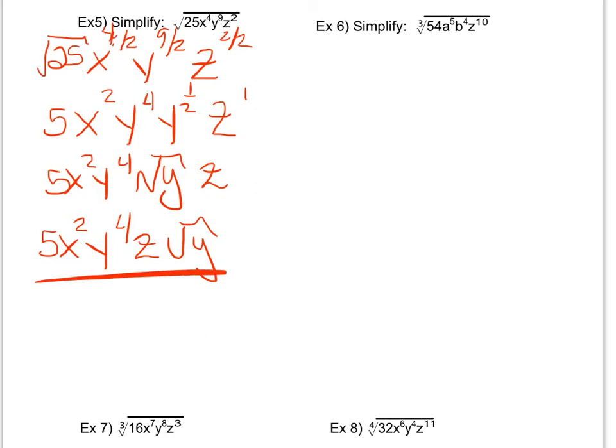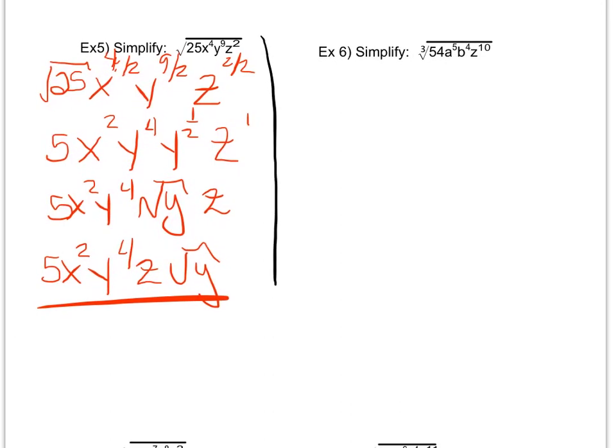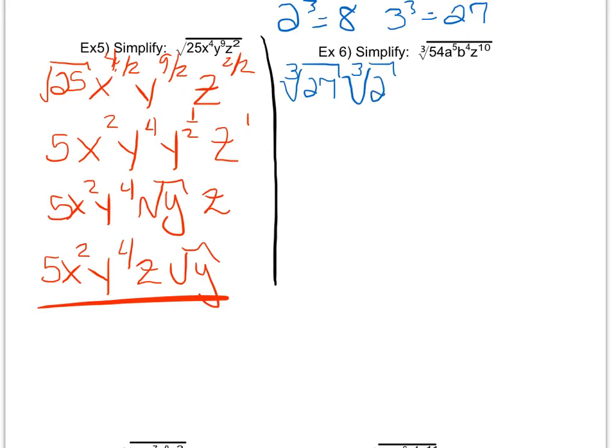Looking at example 6, now I am taking a cube root, and I'm taking the cube root of 54 times a to the 5th times b to the 4th times c to the 7th. Again, remember you can always do a little bit of scratch work. I know that 2 cubed is 8 and 54 cannot be divided by 8. I know 3 cubed is 27 and 27 times 2 is 54. So I'll start by saying the cube root of 27 times the cube root of 2 times a to the 5 over 3 times b to the 4 over 3 times z to the 10 over 3.